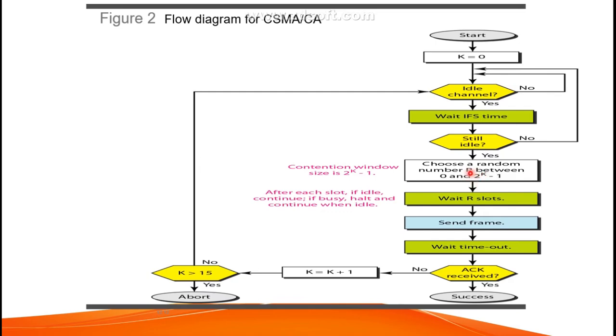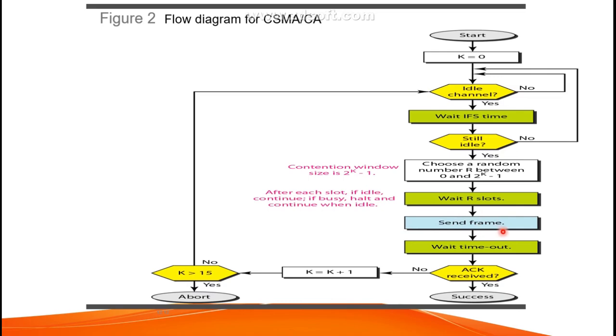So after choosing that R, it needs to wait for that R slots, that is, for that particular duration. After that, it is going to send the frame. But before that also, initially guys, it is not going to send the data frame. It is going to send the RTS frame, that is request to send. What is it? Request to send.